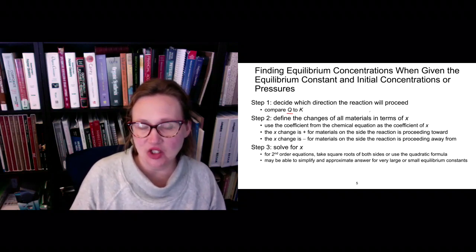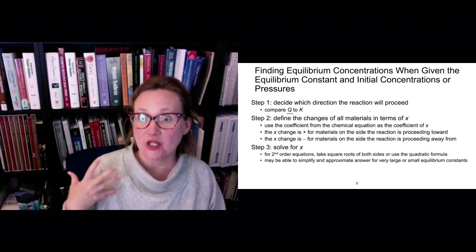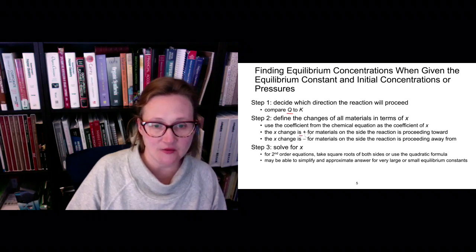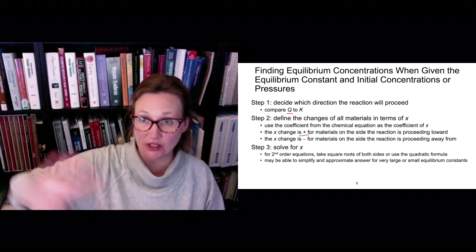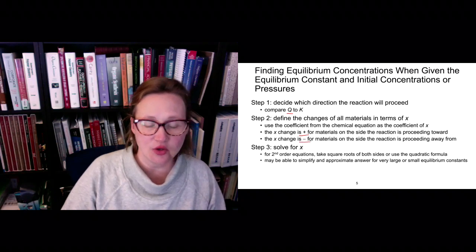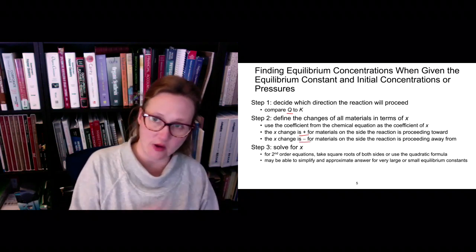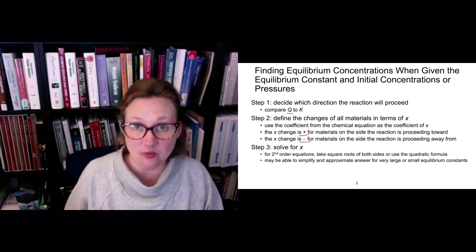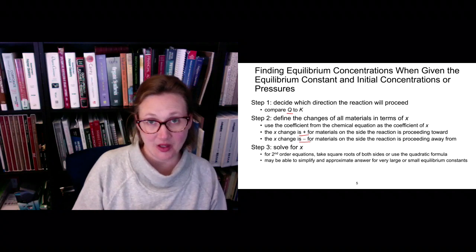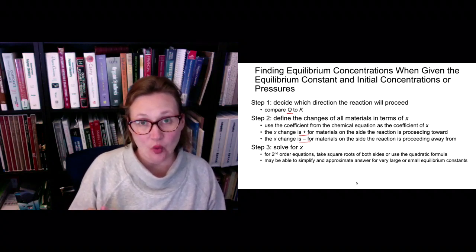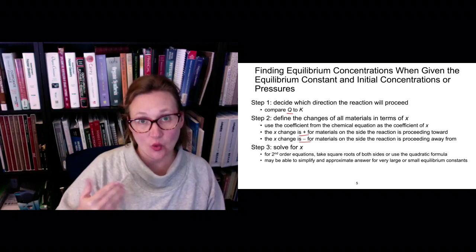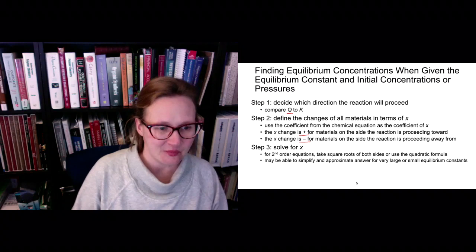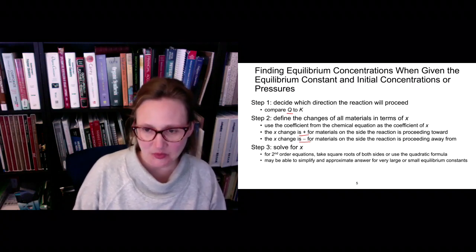And then we can define the changes of all materials in terms of some value X. So X is positive for materials on the side of the reaction that it's going towards, and negative for the materials on the side that it's going away from. So imagine a reaction that's going forward. We would have positive products and negative reactants. On the flip side, if we were going in the reverse reaction, we would have negative products and positive reactants, okay? And then we can solve for X, okay?